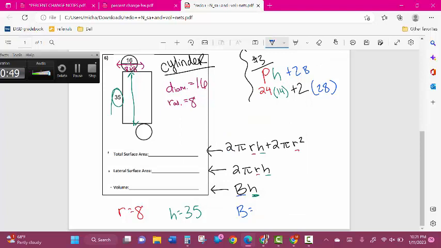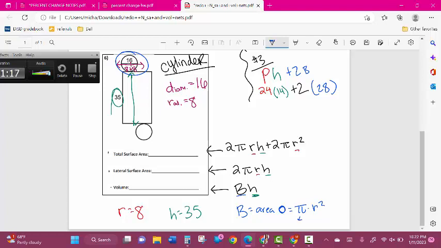Yes, little b and h do make 90 degrees, but in a circle, there's only one number given to us. Maybe two if you have the radius and the diameter. However, they don't make 90 degrees with each other, so we can't use the formula BH. We're looking for, instead, the area of a circle. That's the formula, pi times r squared, which is on your cheat sheet. Okay, so we need pi times r squared.